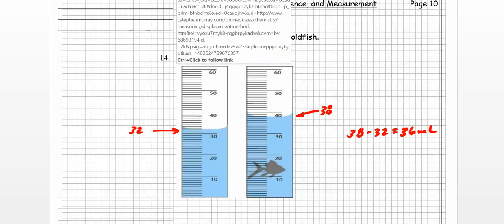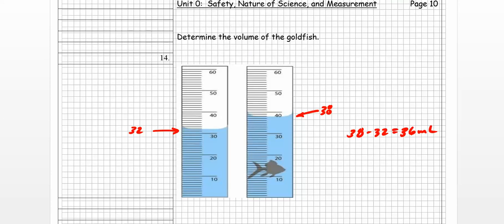So that looks to me to be about 32, right? That looks like about 32. If I look at the other one with the goldfish in it, that to me looks like it's about 38. So the difference between those two is going to be the volume of the goldfish. Looks like the goldfish has a volume of 36 milliliters, okay? 36 milliliters, the difference between 38 and 32. All right, that'll do it for number 14.